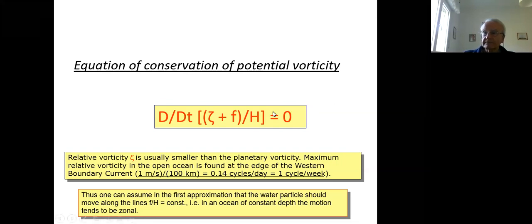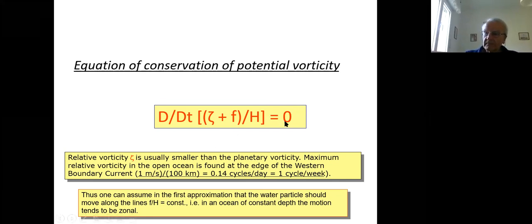But usually, if we assume that there is no outside force, the particle will not be forced to move across the lines of f over h constant, or the particle will be moving by itself along lines where f over h is constant. In an ocean of constant depth, obviously the motion tends to be zonal. Zonal, that means from east to west or from west to east, if the ocean depth is constant.